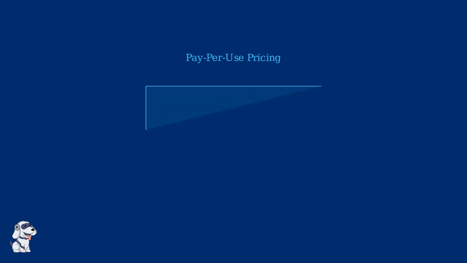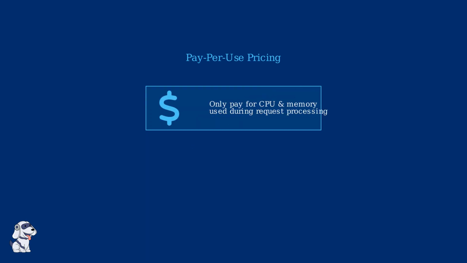Cloud Run uses a pay-per-use pricing model. You only pay for the precise CPU and memory consumed during request processing, billed in 100 millisecond increments, plus a small fee per million requests. In summary, Google Cloud Run provides a serverless, container-based platform that automatically scales and charges only for actual usage, supporting multiple programming languages on Google's managed infrastructure.